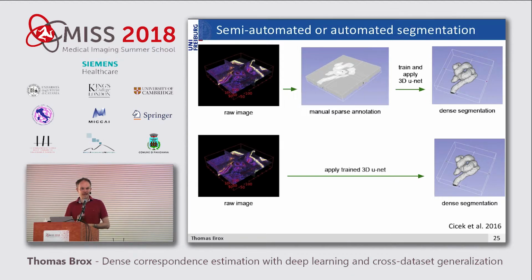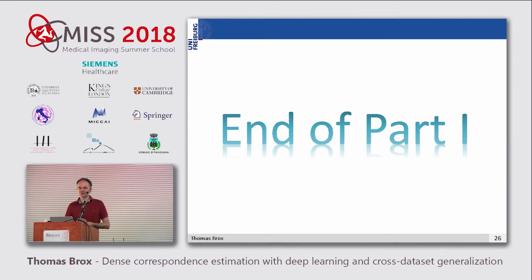Okay, and that would also be the end of part 1, and I think it's a good time to give you some time to ask some questions about these encoder-decoder networks before we go on with the correspondence estimation. Yes, there's a question.